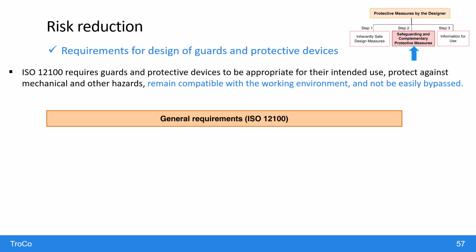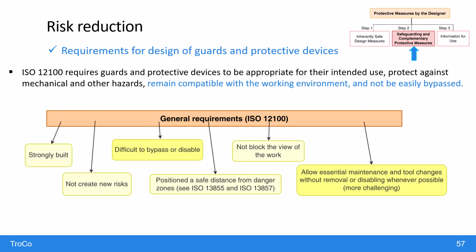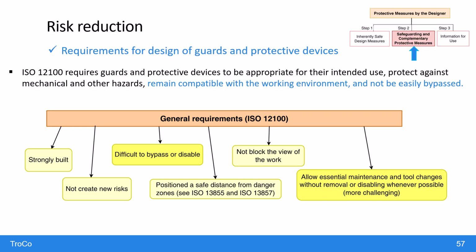In this slide, we review the general requirements for designing guards and protective devices. They must be fit for their intended use, considering mechanical and other hazards, and be compatible with the machine's working environment. They should also resist defeat, minimize interference with machine operation, and discourage bypassing. Key requirements include strongly built, no introduction of new hazards, difficult to bypass or disable, adequate distance from danger zones, unobstructed view of the process, allowing essential tasks without full removal or disabling, with access limited to the necessary area.